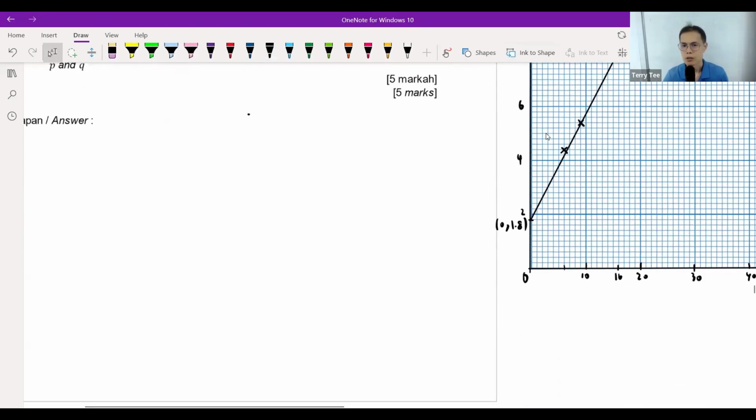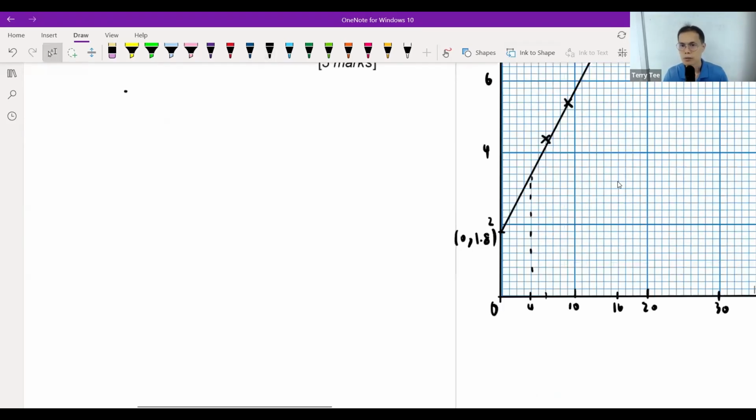Where is 4? 4 is over here. Move it up, move it across. It looks like it's in between. This is 2, this will be 3. It looks like 3.3. Yeah, between 3.2 and 3.4, 3.3.